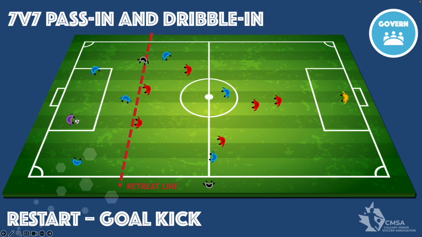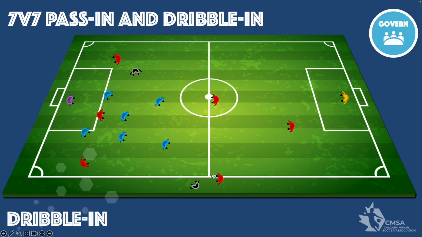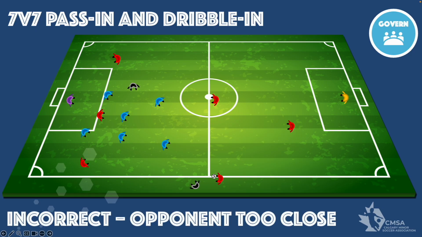A different option for a restart is the dribble-in, where instead of directly passing a ball into a teammate, the players are able to dribble the ball back into the field in any direction that they choose. You'll see here that they can go laterally, they can go vertically, they can go backwards as well if they choose.